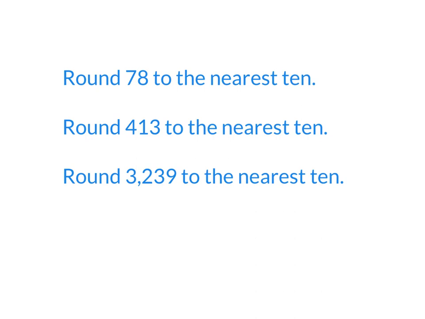All right, scholars, here's your challenge. Round 78 to the nearest 10, round 413 to the nearest 10, and round 3,239 to the nearest 10. Write these problems on a piece of paper, and Mrs. Mitchell wants you to draw a number line. Make sure you don't forget your baselines and your midpoint, and definitely your target number. And circle your answer because there's going to be a lot of numbers on your paper.